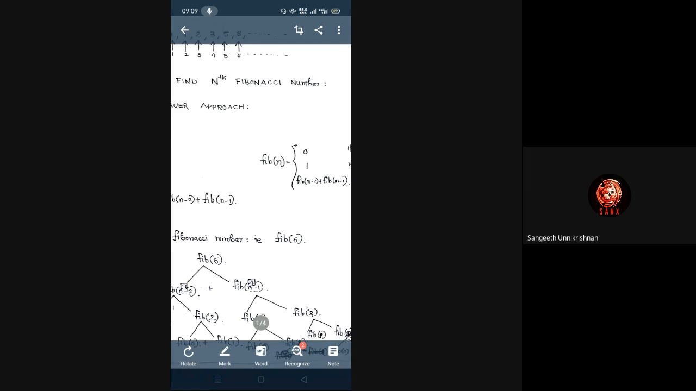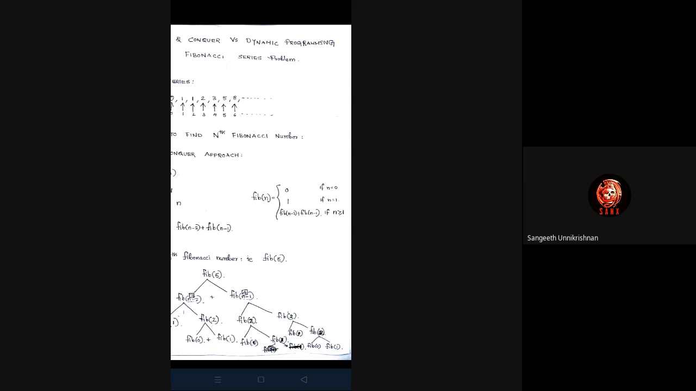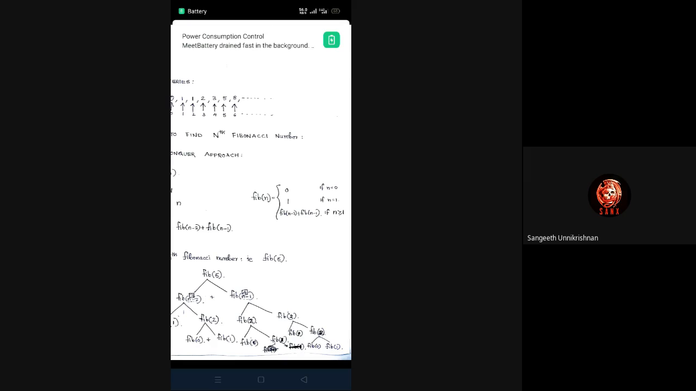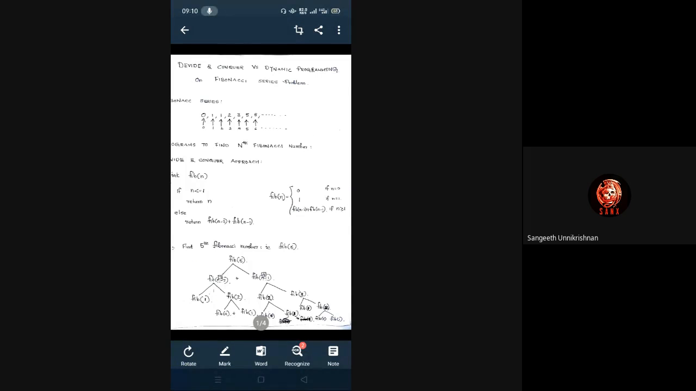So basically, if you think about this tree, here you can note a fib of 2. Here also you can note fib of 2. So this subproblem fib of 2 is executed 2 times in this tree. That is called the overlapping subproblem case. Because of these overlapping subproblems, this many calls came.